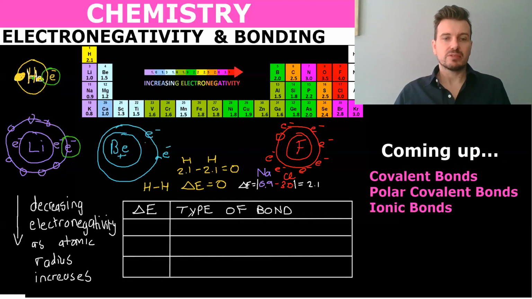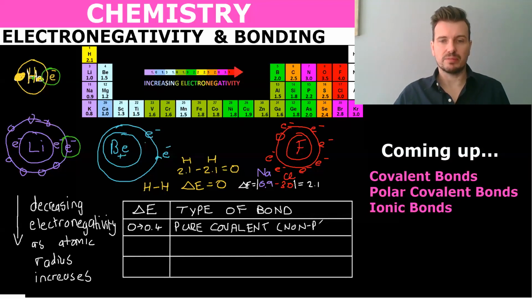So let's look at the change in electronegativity, because that determines the type of bond. And we're just going to summarize this and then explain it later. So if your change in electronegativity is between 0 and 0.4, we say that we have a pure covalent bond. And so that we say is nonpolar. Next video, I'll explain exactly what we mean by this.